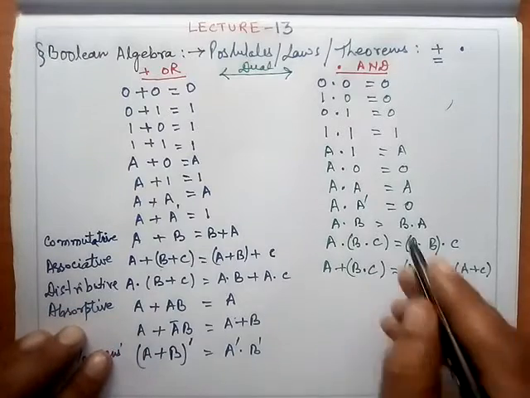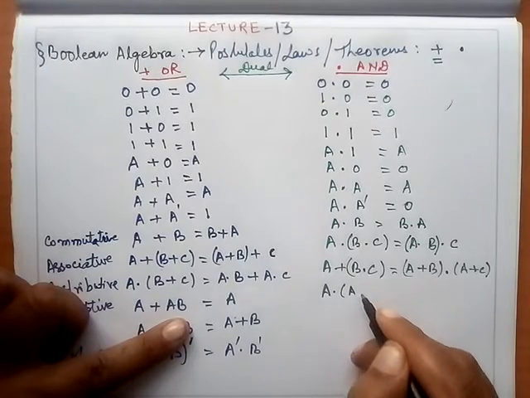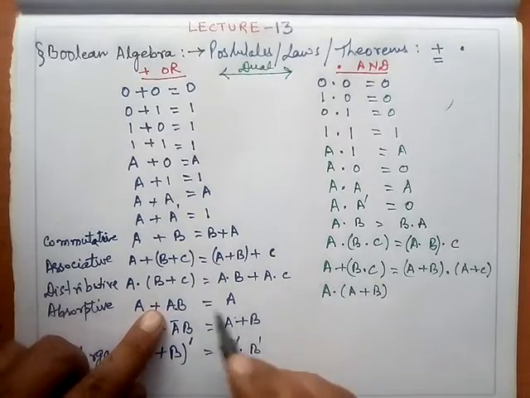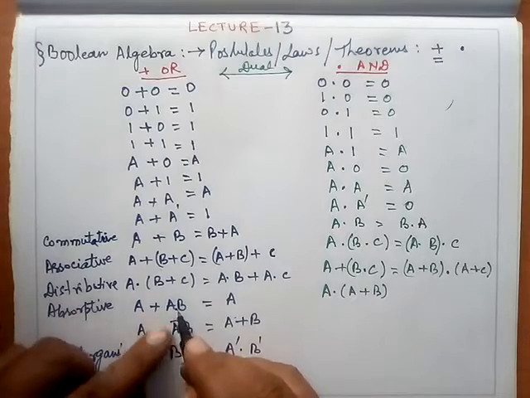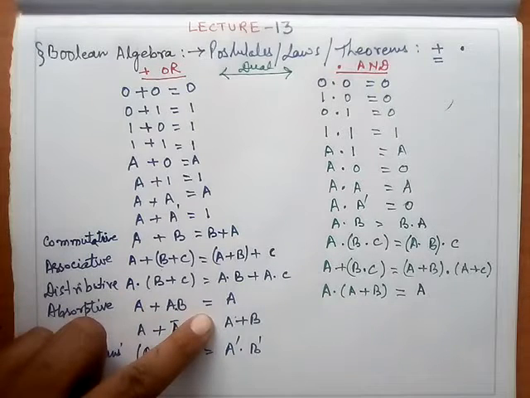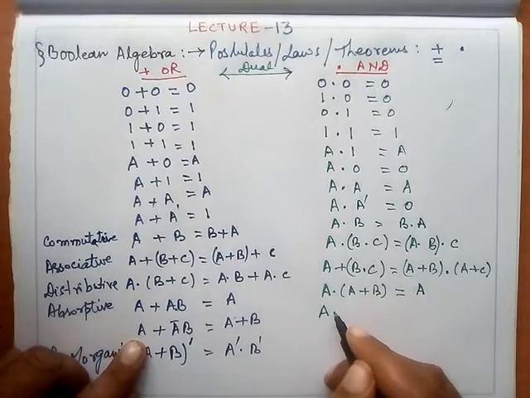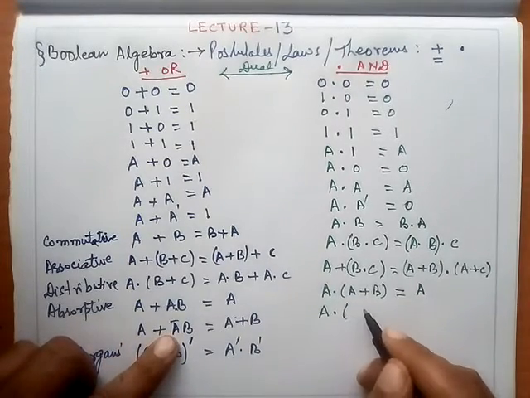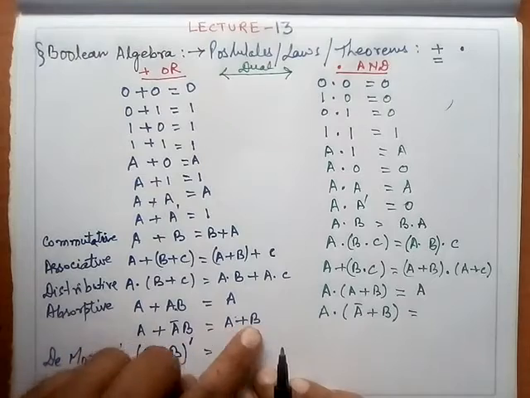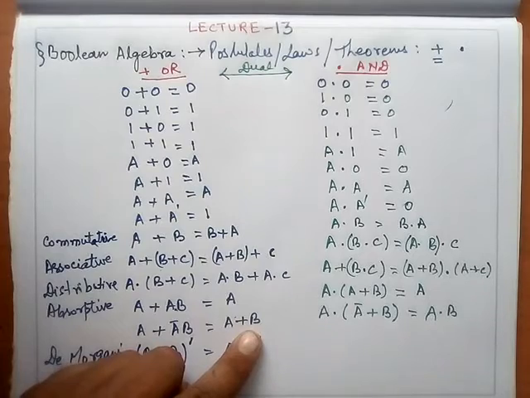Let's come to the absorptive law for this AND operation. I'll see from here only. It will be A dot A plus B. A dot, here it is a dot. I replace this plus by a dot and this dot by a plus. Where there is no sign, by default you can say it is dot here, is equal to A. This factor is equal to A. Then A plus A bar B, you can say A dot A bar plus B, is equal to A dot B. You can frame this.